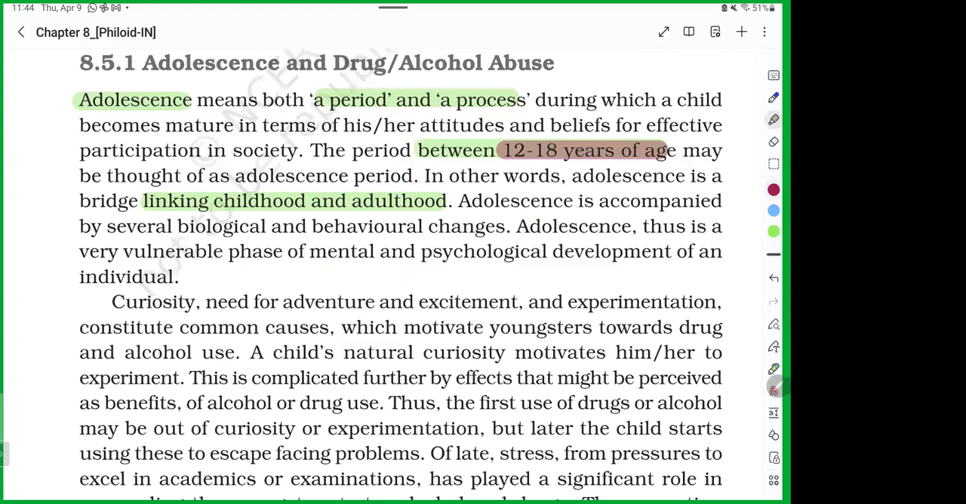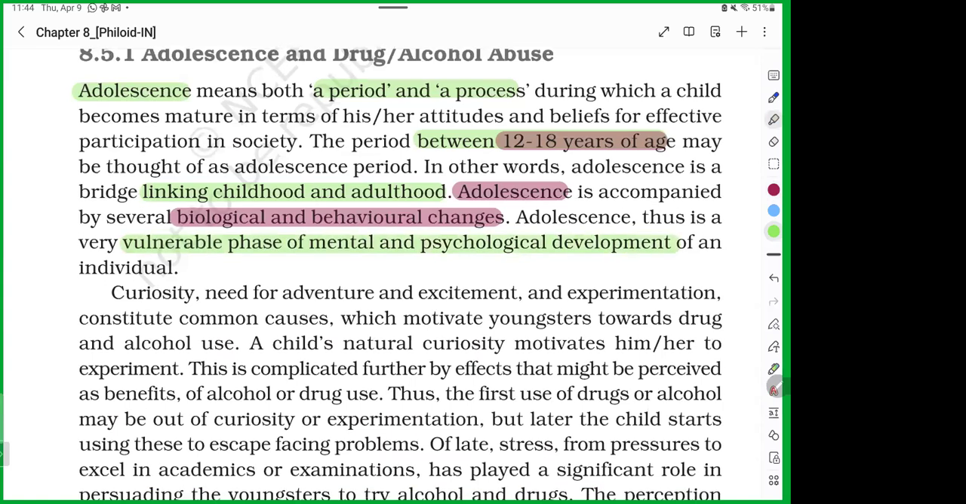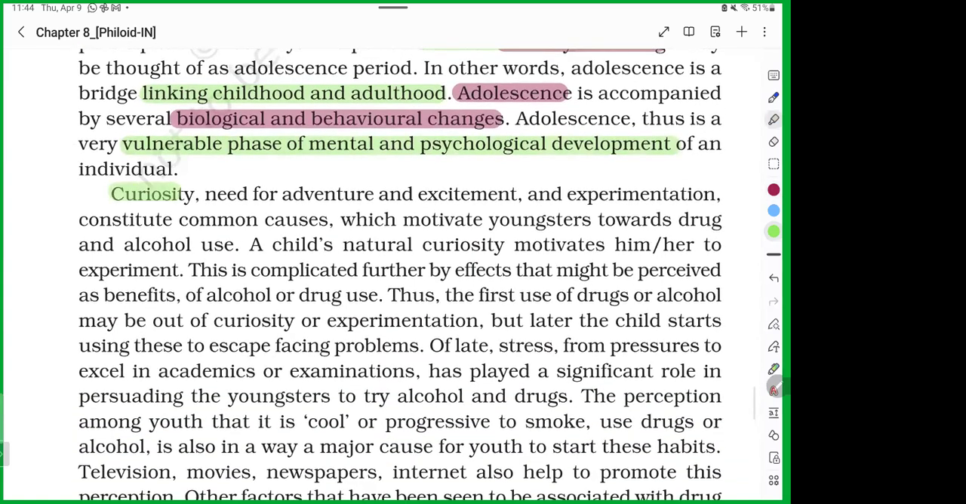So, in case of adolescence, we know there is biological change, there is behavior change. This is one of the most vulnerable phases for mental and psychological development. Correct? Curiosity is one of the main reasons. We want to be more adventurous, more excited, we want to experiment, and that is the main cause from where the process of drug and alcohol abuse starts. Because a child has a natural curiosity to experiment.